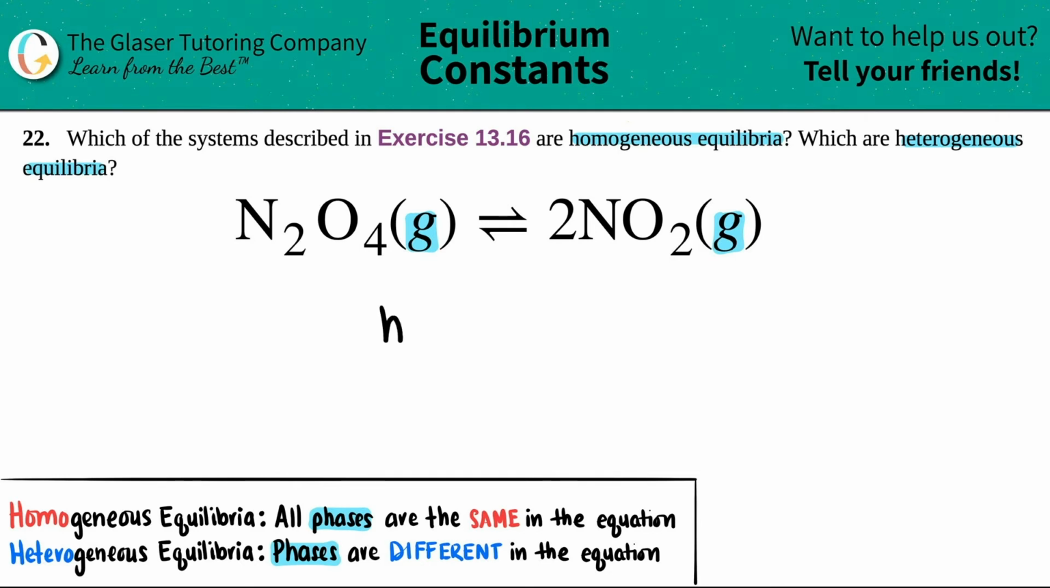So this would be a homogeneous equilibrium. I'm just going to write down homogeneous just so that you don't see me writing. So this kind of quickens it up. But there you go, guys. So this would be a homogeneous equilibrium.